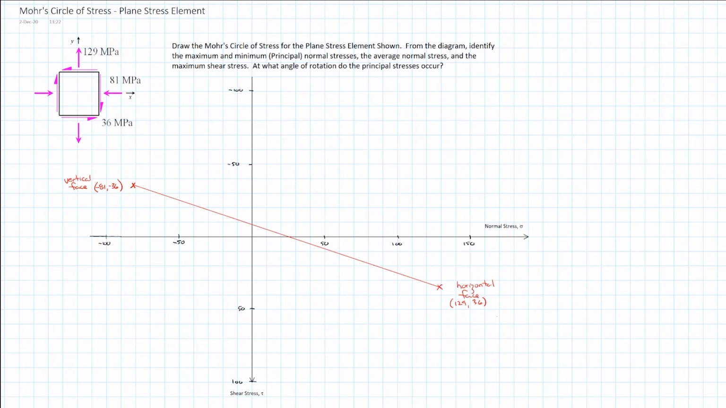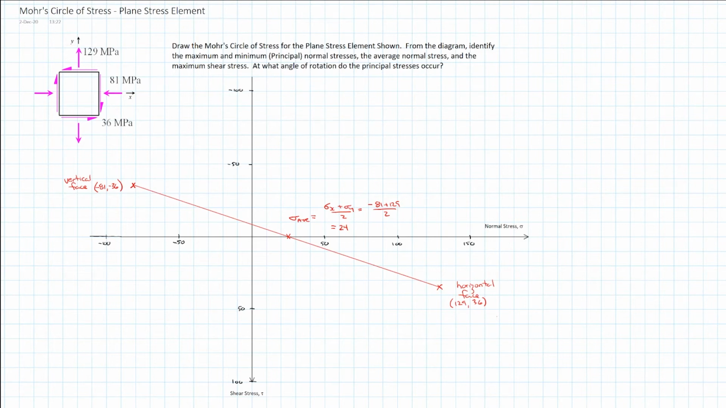So we may as well calculate the average stress. So we've shown stress average here, and of course that's equal to sigma x plus sigma y all over 2, which is equal to negative 81 plus 129 over 2, and equal to a value of 24, which means our diagram is pretty much to scale. So that's great.